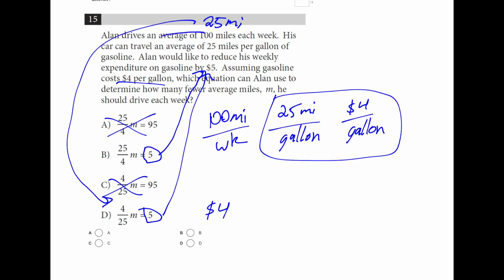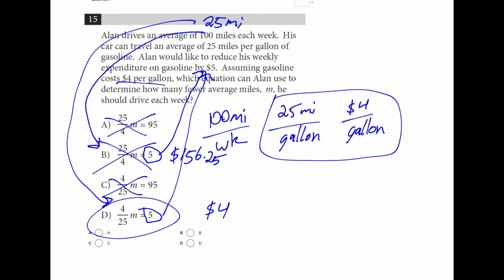If I plugged in 25 miles to this one, well, suddenly I'm looking at decreasing my cost by $156.25. Does that make sense? Not at all. That does not pass the insanity test. So D is the right answer.